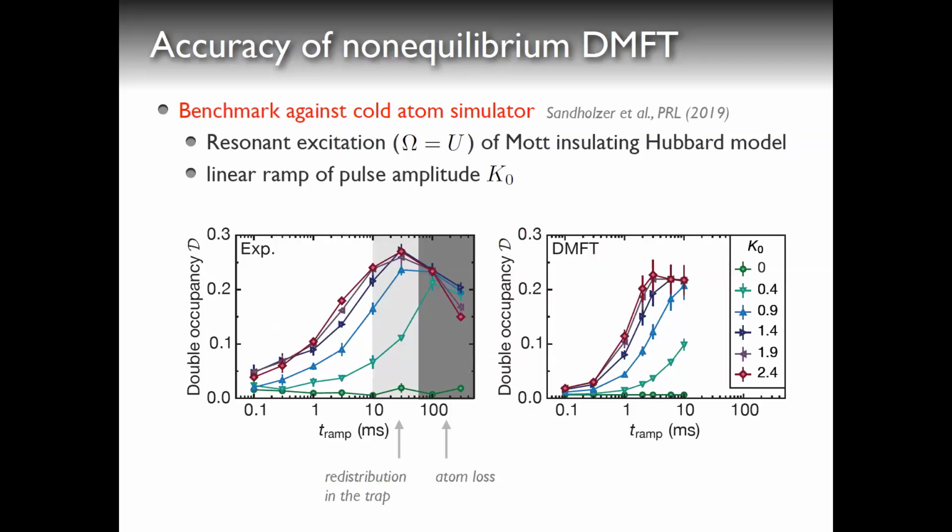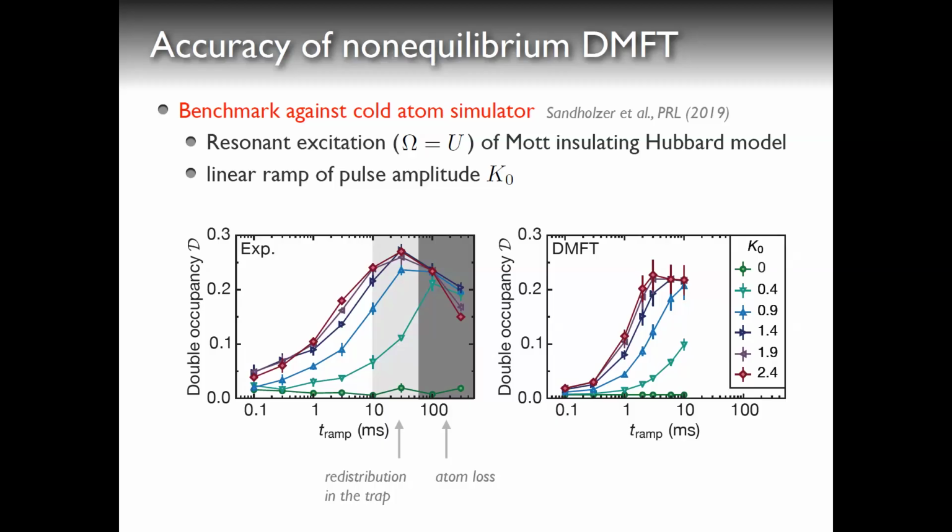Now in higher dimensional systems, it's very difficult to find any benchmarks. There are basically no other methods which can provide us with benchmark data. So what we did here is we benchmarked against the cold atom simulator. So cold atom people can implement a Hubbard model in their lab, and some groups like Esslinger group at ETH, they can also mimic electric fields by shaking their lattice. And so what we did here is we compared DMFT for the resonantly driven Mott insulating Hubbard model against such a cold atom simulator.